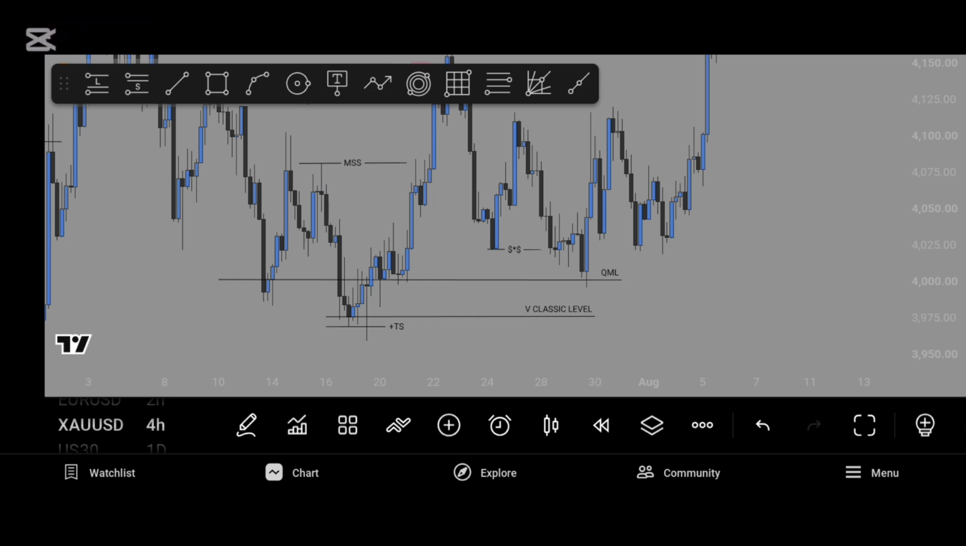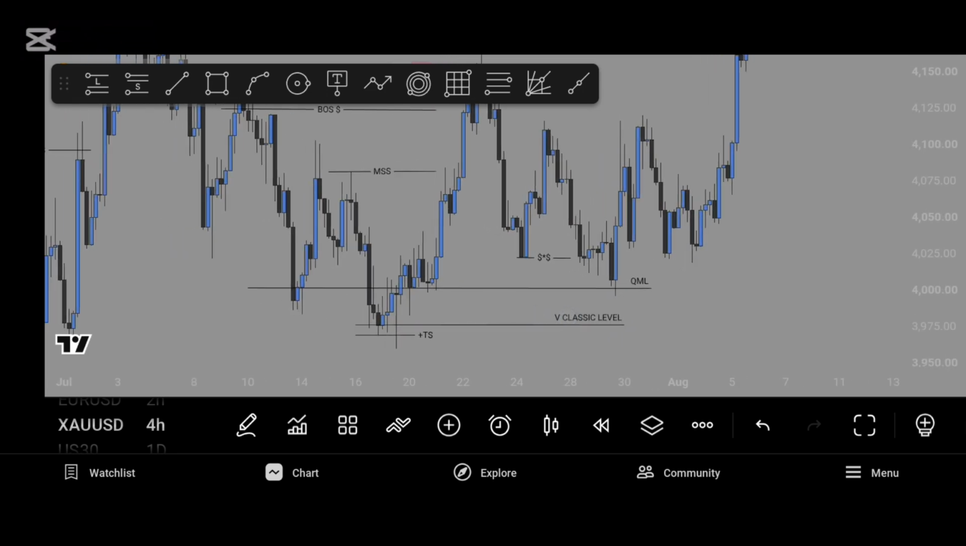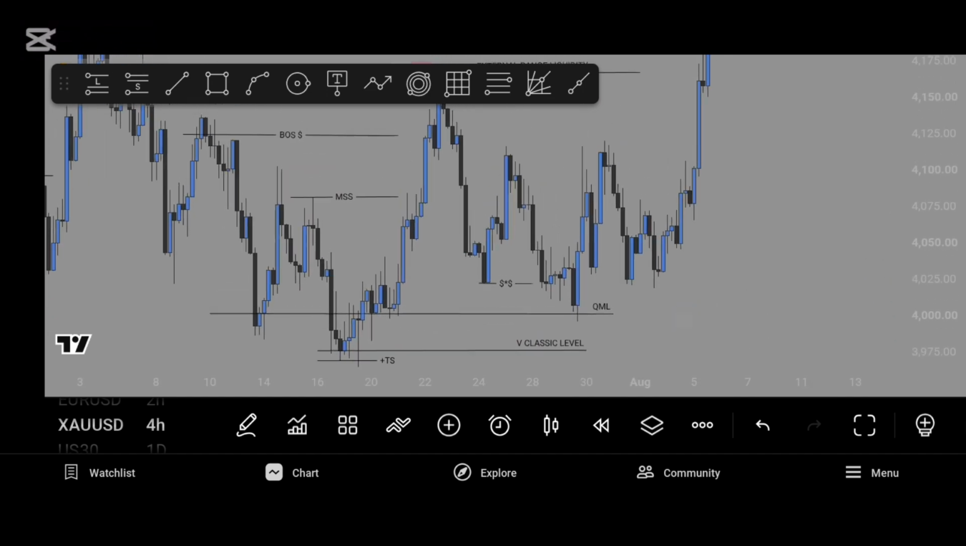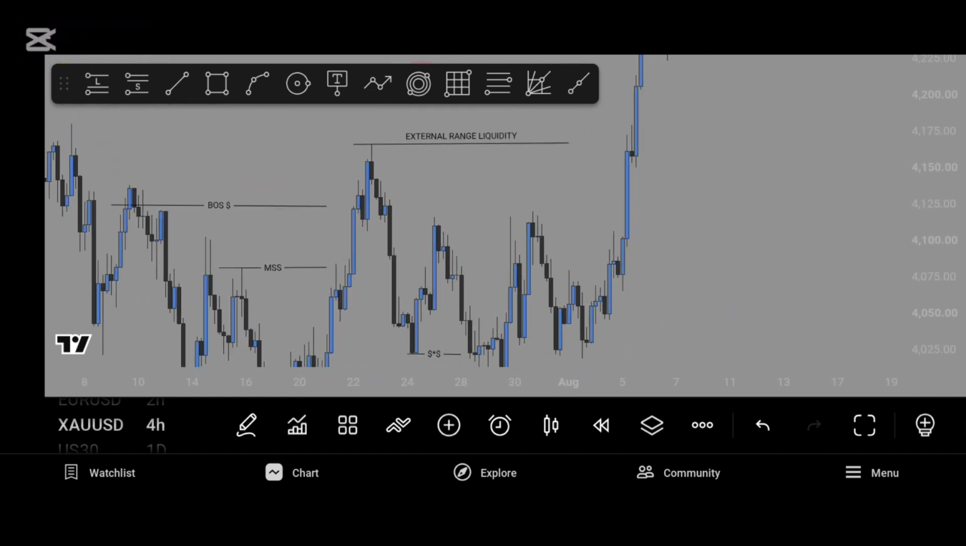So I came in here, and there was also this V classic level over here. You can see this V classic level. It was also making noise, pushing the market down, and the market came and tapped on the zone, giving us a good move up to the upside. So I said, okay, since you're giving us a good move, I go to see this zone here.